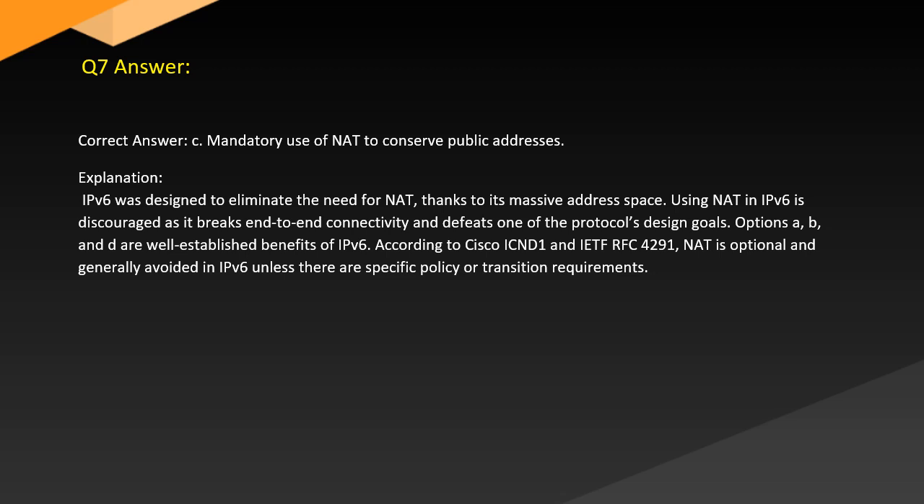Explanation. IPv6 was designed to eliminate the need for NAT thanks to its massive address space. Using NAT in IPv6 is discouraged as it breaks end-to-end connectivity and defeats one of the protocol's design goals. Options A, B, and D are well-established benefits of IPv6. According to Cisco and RFC 4291, NAT is optional and generally avoided in IPv6 unless there are specific policy or transition requirements.